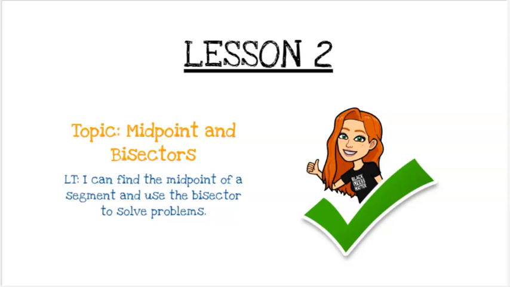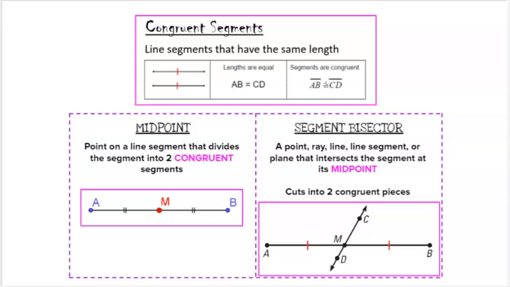Lesson 2, topic: midpoint and bisectors. Learning target: I can find the midpoint of a segment and use the bisector to solve problems. First off, your vocabulary. Congruent segments: line segments that have the same length.